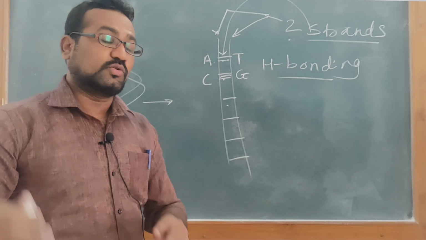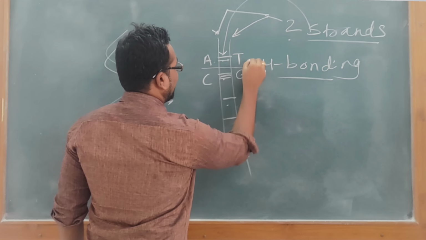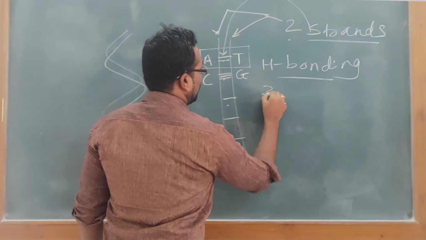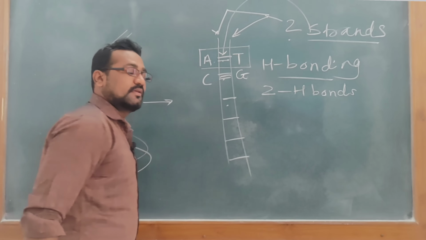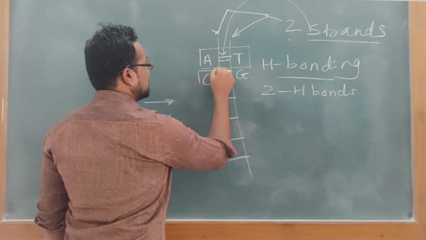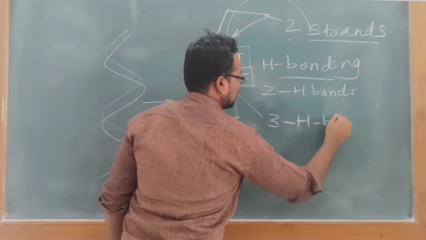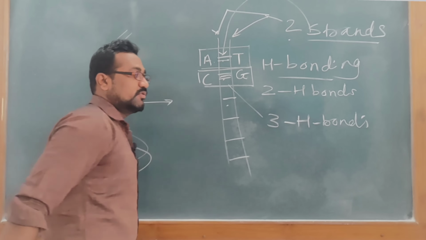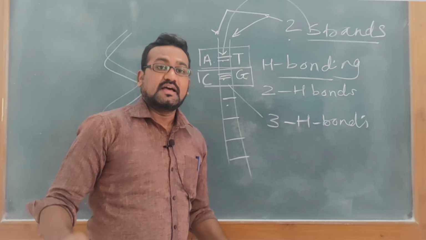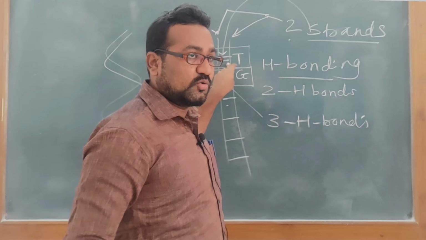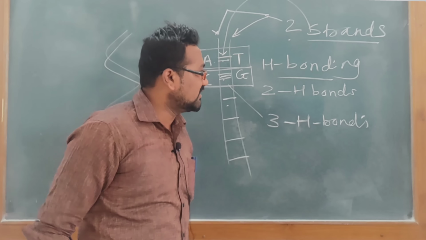Hydrogen bonding shows some variation, which I have drawn here. Between A and T, you will have two hydrogen bonds. Between G and C, you will have three hydrogen bonds. This is something you have to remember. Hydrogen bonding is there, no doubt, but between A and T there are two hydrogen bonds, and between G and C there are three hydrogen bonds, as I have mentioned here.